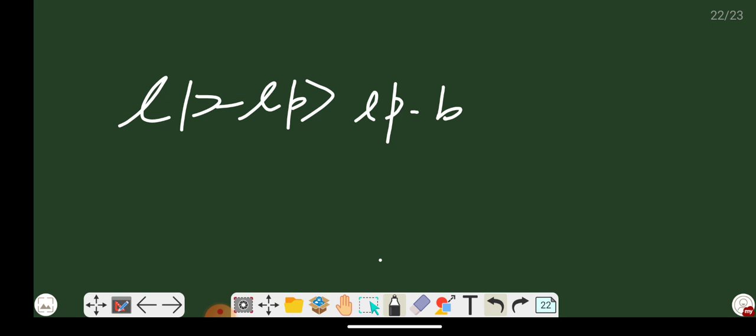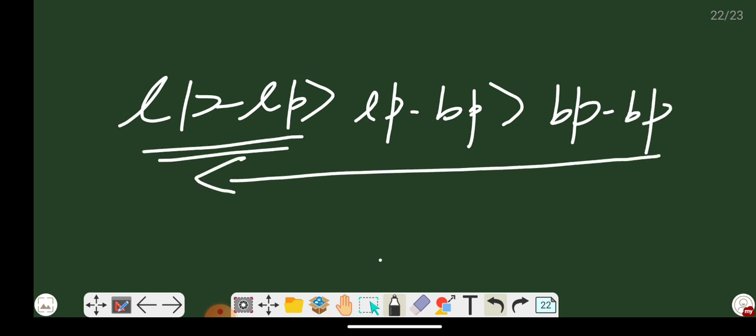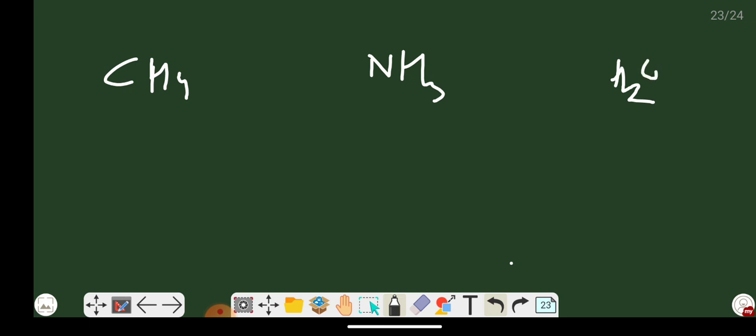Now, as we know, lone pair-lone pair repulsion is greater than lone pair-bond pair repulsion, which is greater than bond pair-bond pair repulsion. So due to the lone pair, the distortion in the symmetry of the molecule is caused. Now let's discuss how the distortion in the symmetry is caused. Take the example of 3 molecules, CH4, NH3 and H2O, and how the lone pair causes distortion in symmetry. This is H2O, this is NH3 and this is CH4.